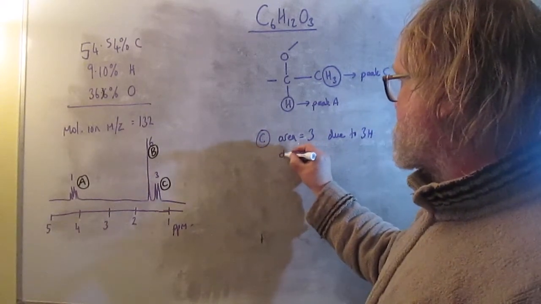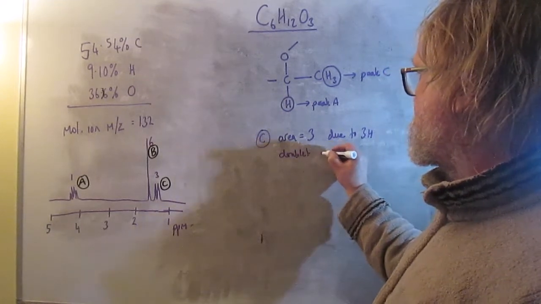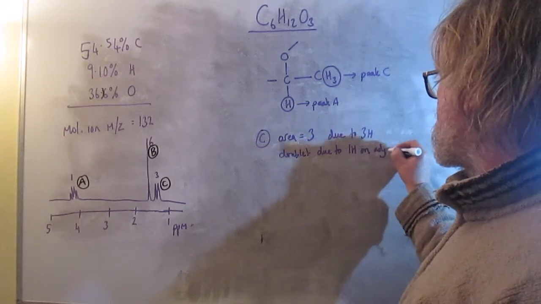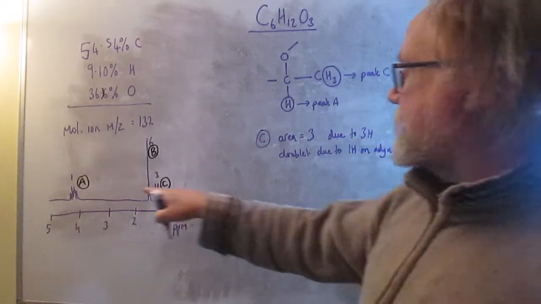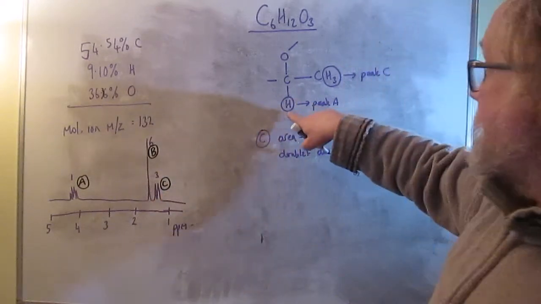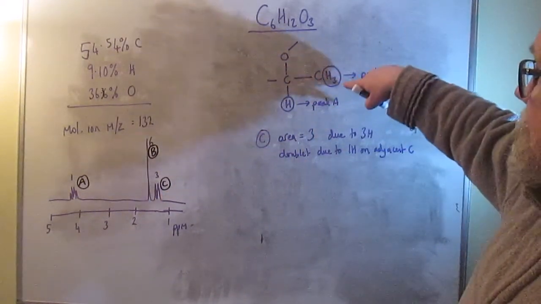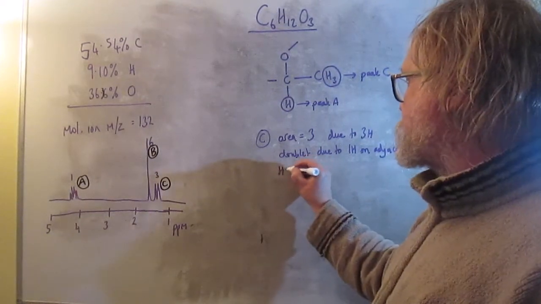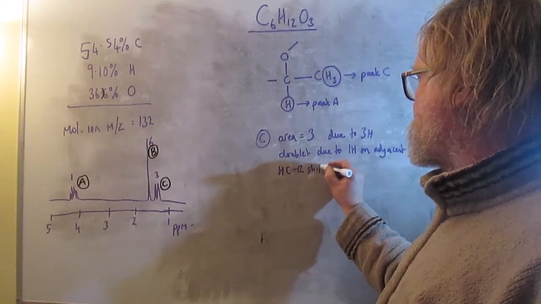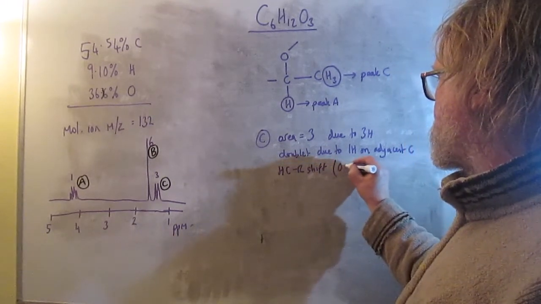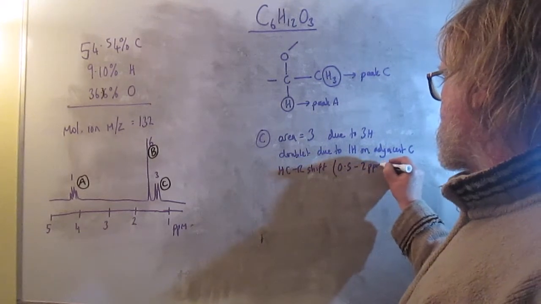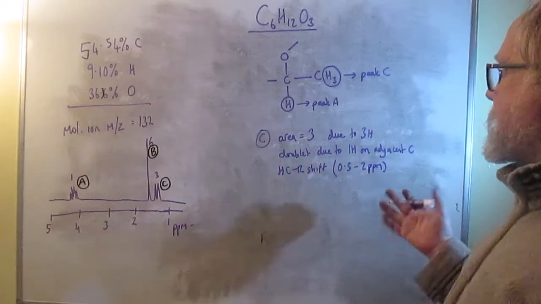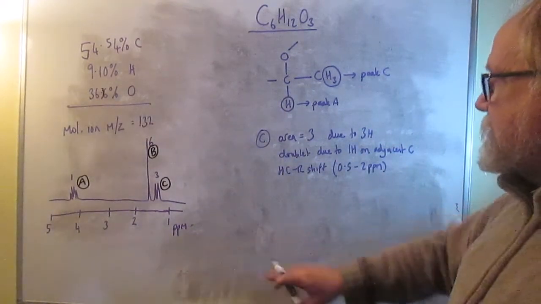We can say that it's a doublet due to the 1 hydrogen on the adjacent carbon. Okay, sorry, that 1 hydrogen there is causing those 3 to split into a doublet. And we can say that it has an HCR shift, which is 0.5 to 2 ppm, and you can see that peak C falls comfortably in that range. So that hasn't actually taught us anything we didn't already know, but it needs to be there just sort of for completeness.